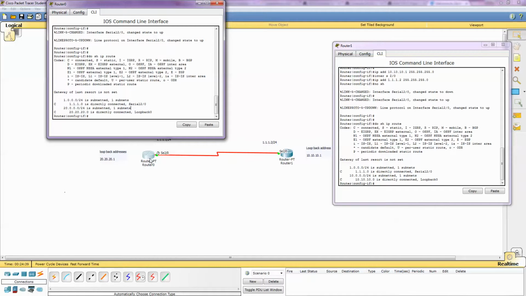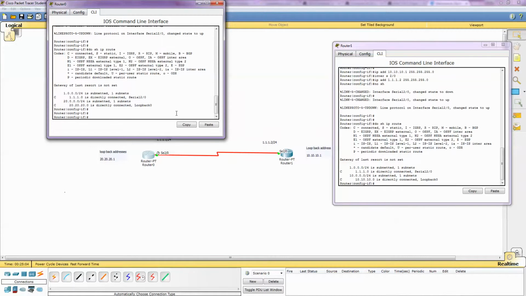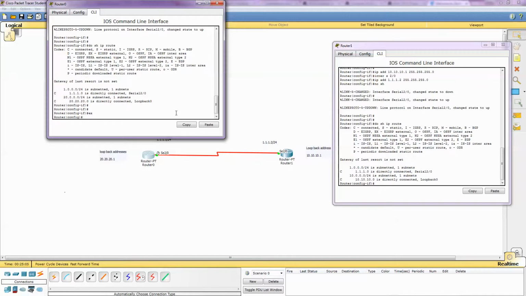It's a basic protocol, so we will enable RIP, which will populate its addresses, its networks, into the other routing table. So it's called advertisement. Let me show you how it does this. We have to do exit.